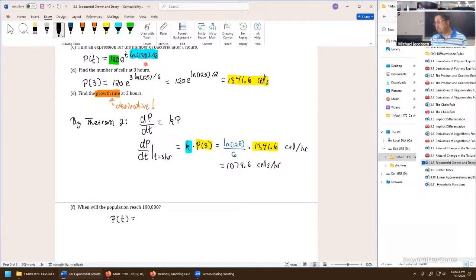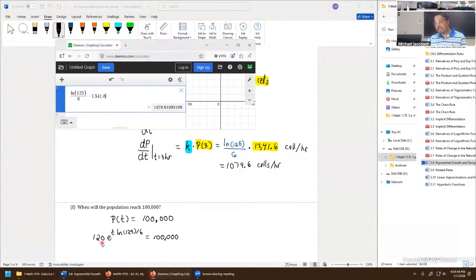And now we're solving the equation that goes like this. Population size at time t equals 100,000. All we're going to do is pretty similar to how we started off part A. We have the full model for population size at time t, so we just copy it down. On the left-hand side, substitute in 120 e to the power t times natural log 125 over 6 equals 100,000. Then beyond that, we're solving for t this time, but we're going to take the same steps that we did solving for k. Divide out the coefficient 120 into 100,000.